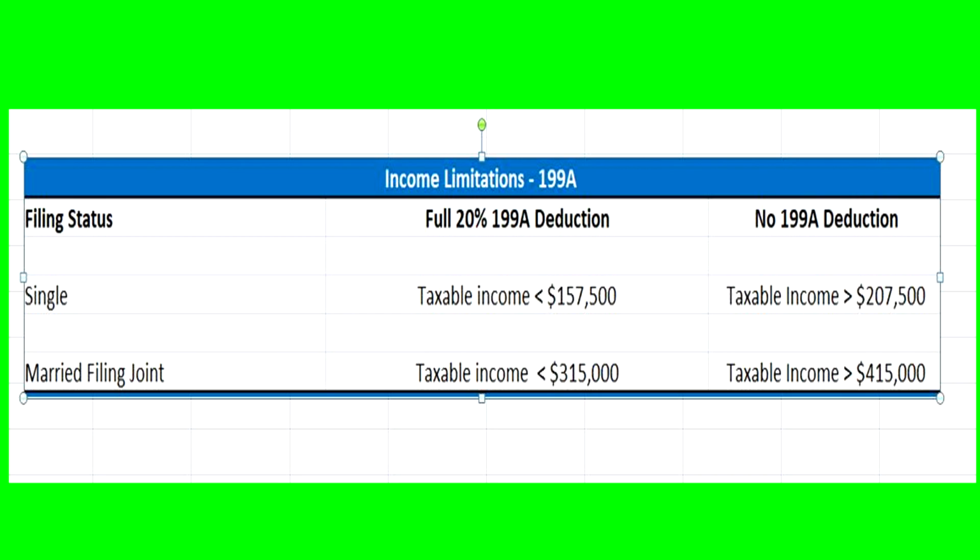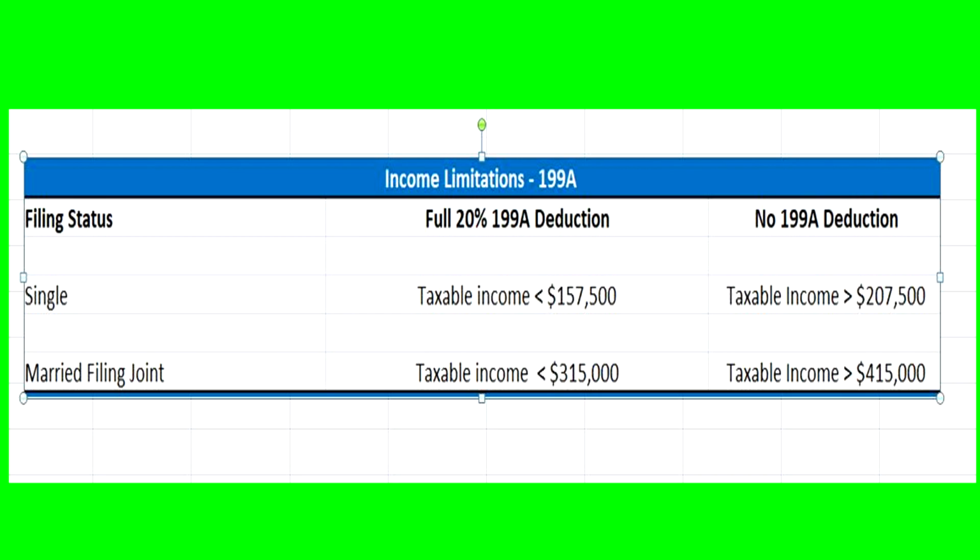If you're married filing joint, there's no difference in the calculation. The only difference is that you have a higher QBI income phase out range. So in other words, your taxable income can be higher before this deduction starts to phase out for you. If you're married filing joint, as you can see on the chart, your taxable income has to be above $315,000 before it even begins to phase out.